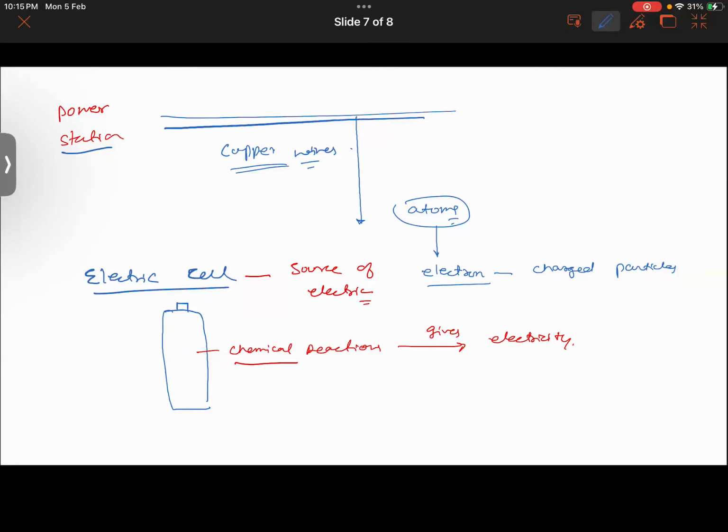Basically, selling it to those people who purchase used items. Sir, but we throw it. Usually we throw it, and that is not a good thing. We should not be throwing it, because it consists of different harmful chemicals. And if consumed by some animals, it will be very disastrous for their health.